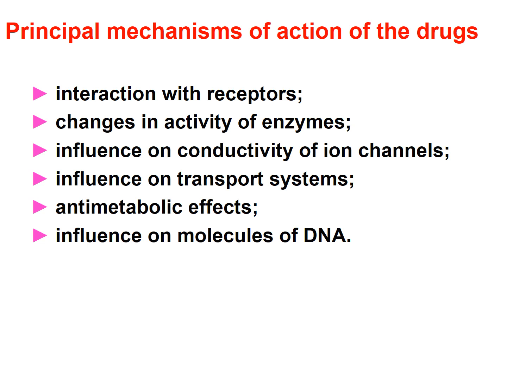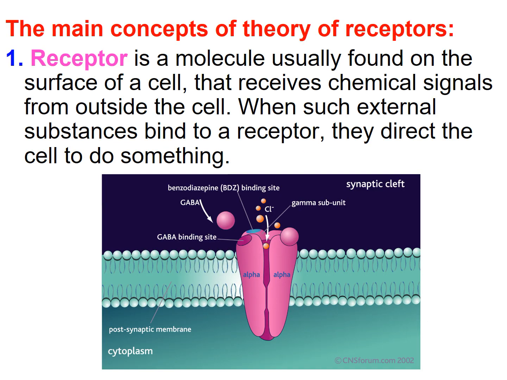This means that they can suppress some metabolic reactions in our body due to the competitive antagonism with some substances which are produced in our body. And finally, drug molecules can influence the DNA molecules, which results in the stimulation or inhibition of expression of some genes, which encode corresponding proteins in our body.